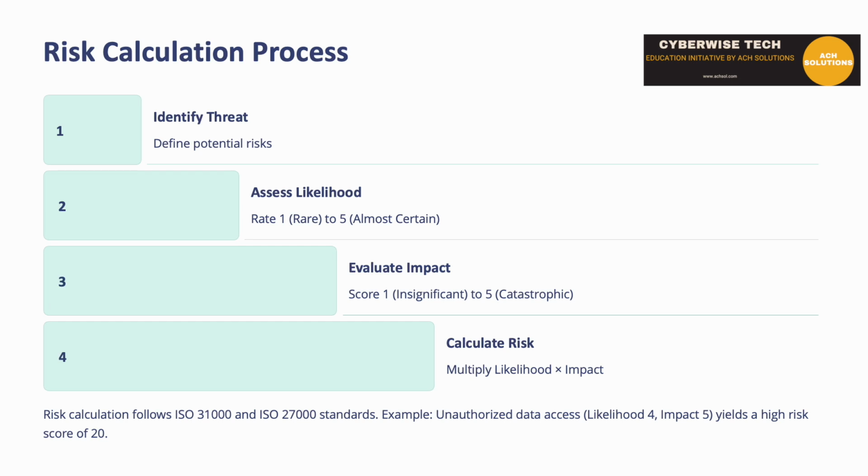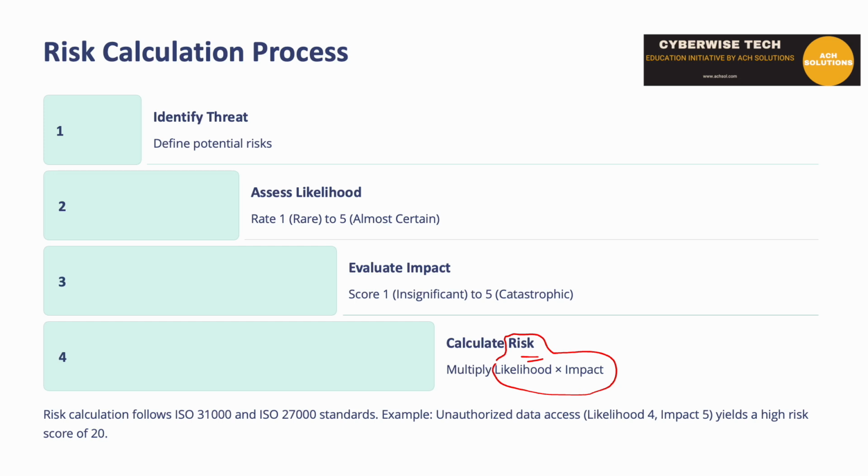Now let's talk about the risk calculation process. We will use a simple formula to identify it, which is risk is equal to likelihood and impact, which you see here. So risk is equal to likelihood and impact. This is your general risk formula, right?